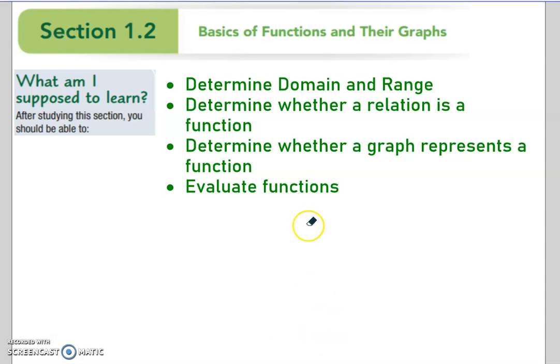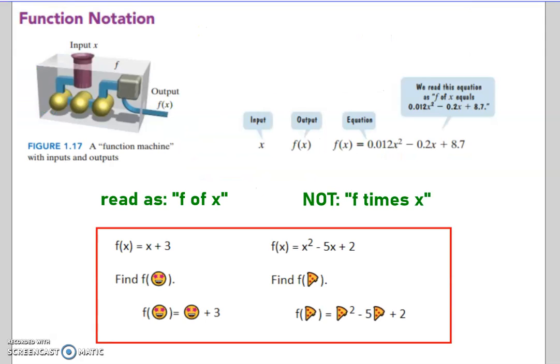This is still section 1.2, but we have to hit this last objective, evaluate functions. So let's jump down here. It's our fourth example in this section and our final one, so we got this.